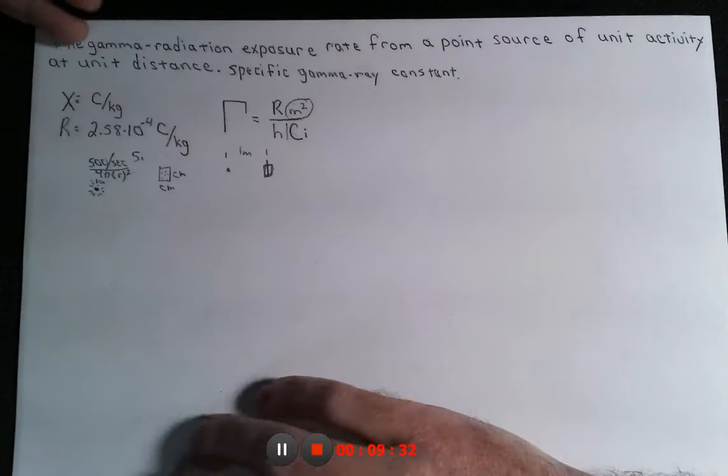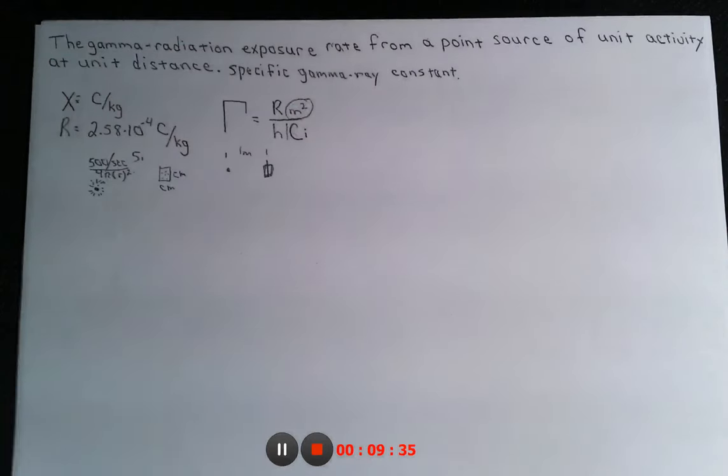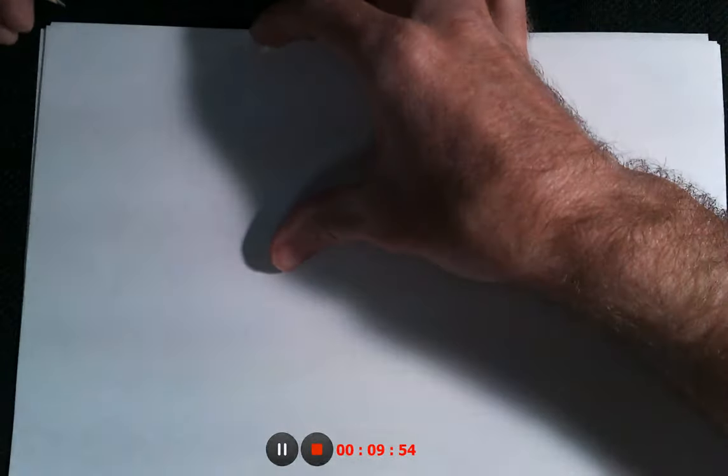Alright, so let's start how we do this. First off, I'm going to use cobalt 60 as my test, I guess, is what we're going to derive. The reason I'm going to do it is because cobalt 60 has two very common and easy to work with gamma energies.